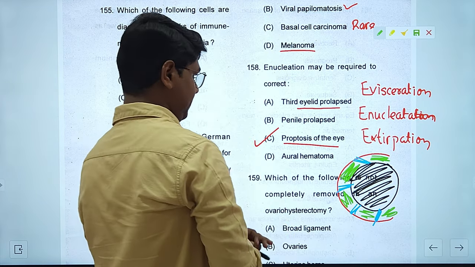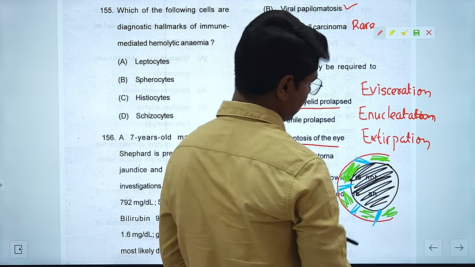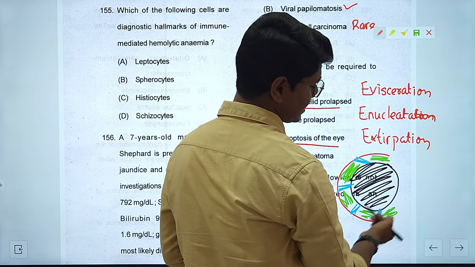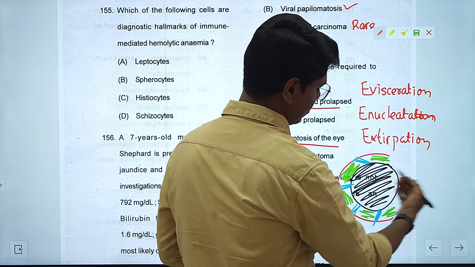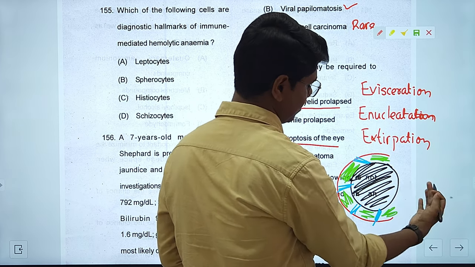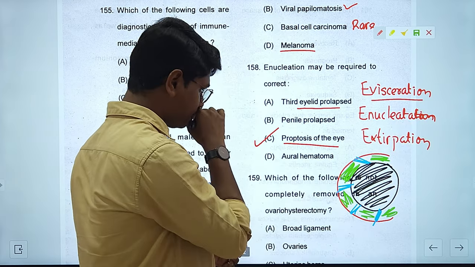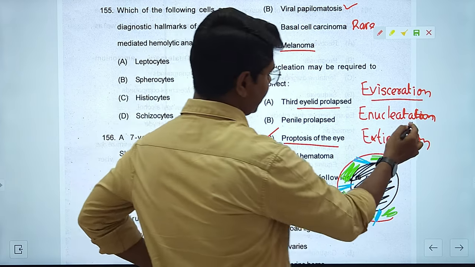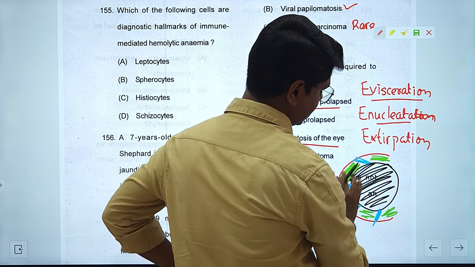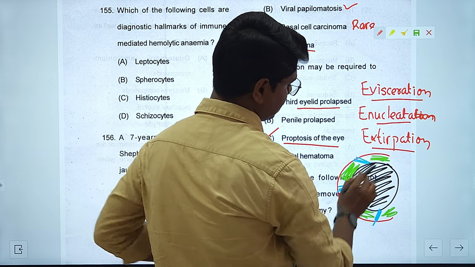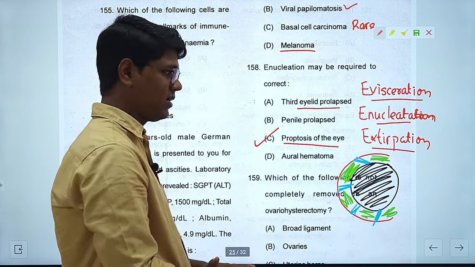So what happens? Evisceration means, you know, this eye, the outer layer is sclera. You give an incision on the eye, remove all the aqueous humor, vitreous humor, lens, whatever, then you have to suture. That is evisceration. Enucleation means you have to remove this eye only. The fat and the muscles will be there. Extirpation means you remove all the contents. That is extirpation. Okay, understood?